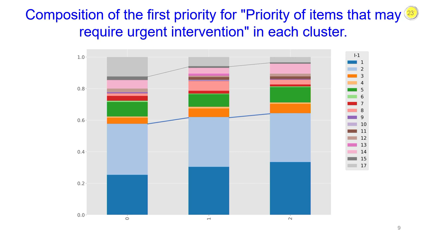First, regardless of cluster, the sum of status of cognitive impairment, or item 1, shown in the dark blue, and presence of falls, or item 2, shown in the light blue, accounted for more than half of the responses. Furthermore, as shown by the solid blue line, the percentage of these increased when looking from cluster 0 to cluster 2. On the other hand, for physical and mental condition of the caregiver or family member, item 17 shown in the gray, the trend is as shown by the dashed black line, with cluster 0 having the highest percentage at 12.3% and cluster 2 having the lowest percentage at 3.4%. This was a very interesting result.